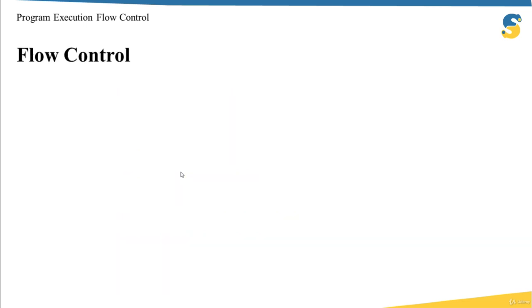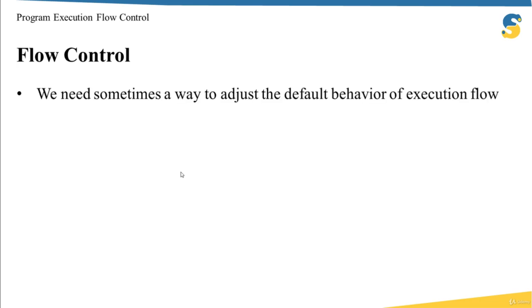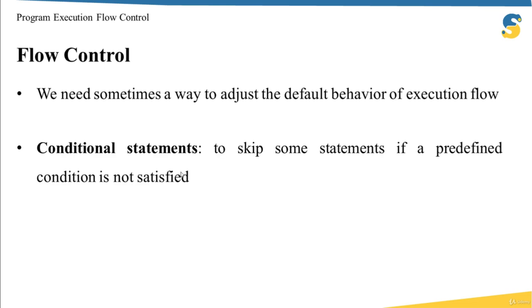Now let's understand what the meaning of flow control is. Flow control is a way to adjust the default behavior of execution flow. As we saw before, the default behavior of execution flow is from left to right, from top to the bottom. But sometimes I need a way to adjust this behavior for different reasons. For example, maybe I want to skip some statements if a predefined condition is not satisfied. In other words, I want some statements to be executed based on a condition.